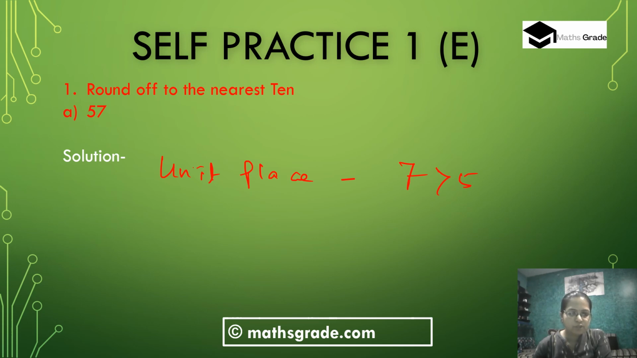So we have to just add 1 with the tens place digit. Tens place digit is 5. 5 plus 1 is 6. And just write down 0 in the unit place digit. This 7 changes to 0. So 57 rounded up to the nearest 10 will be 60. That is 60.